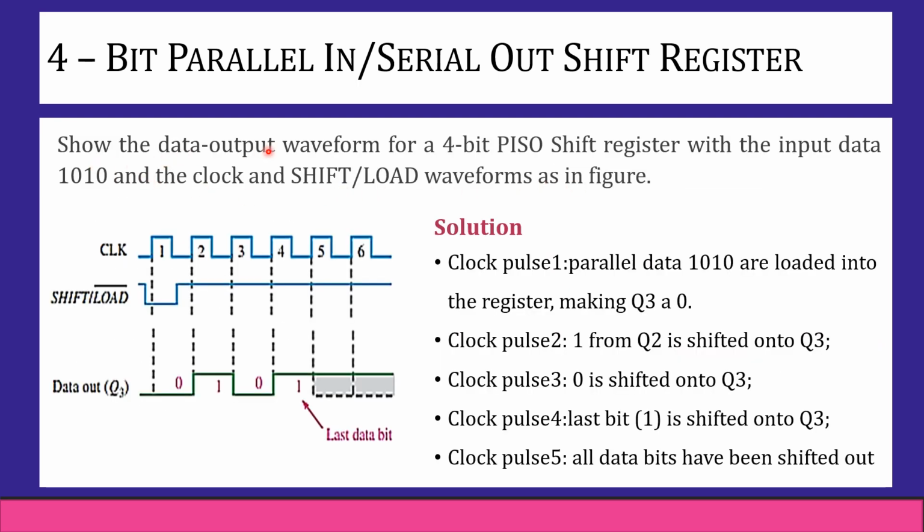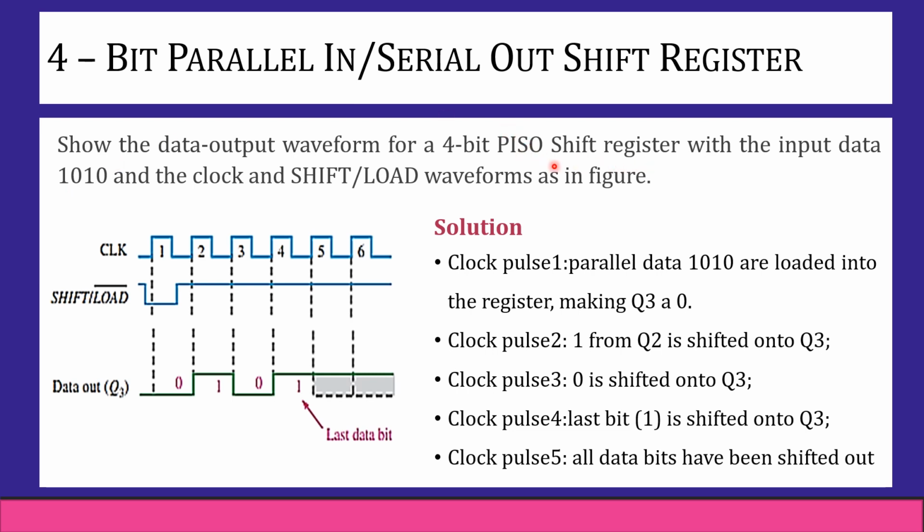Show the data output waveform for a 4-bit PISO shift register with the input data 1010 and the clock and the shift or load complement waveforms as in the figure. Here it is shown as a positive edge triggered clock, and the input data is given as 1010. Using the single clock pulse, all the data is loaded into the 4-bit PISO shift register simultaneously.